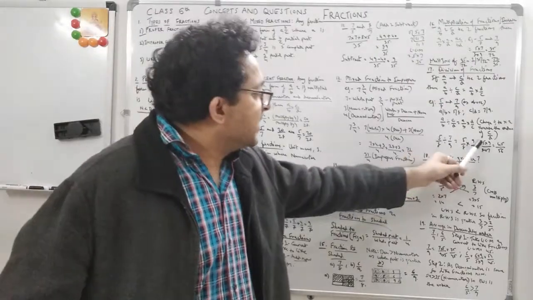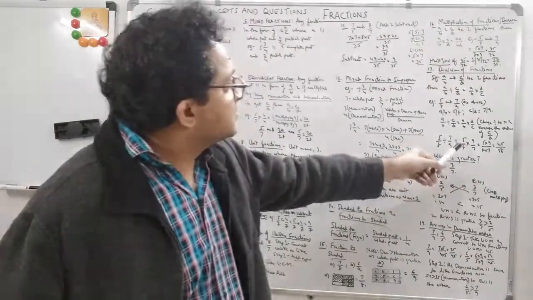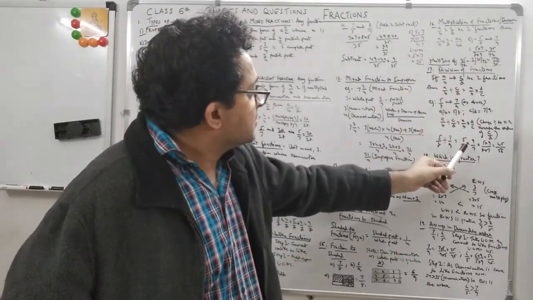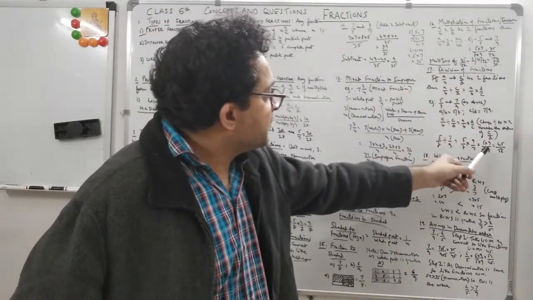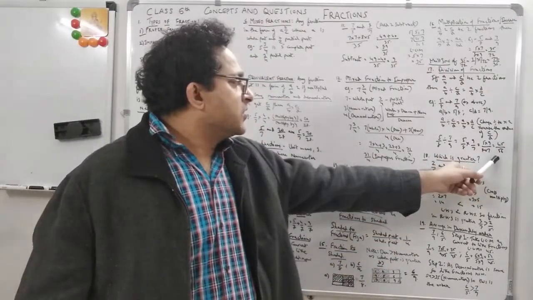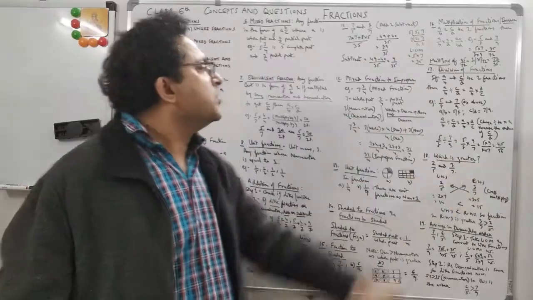Simple. Now this is simply a multiplication, a by b into c by d, which is a into c upon b into d. So it is 5 into 9 upon 8 into 7. 5 nines are 45, 8 sevens are 56. So this cannot be simplified further. So this is the answer for division.